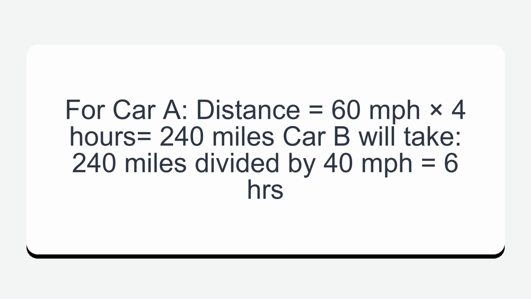For car A, distance equals 60 miles per hour times 4 hours equals 240 miles. Car B will take 240 miles divided by 40 miles per hour equals 6 hours.